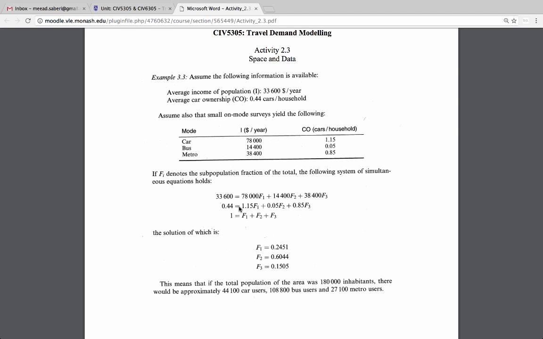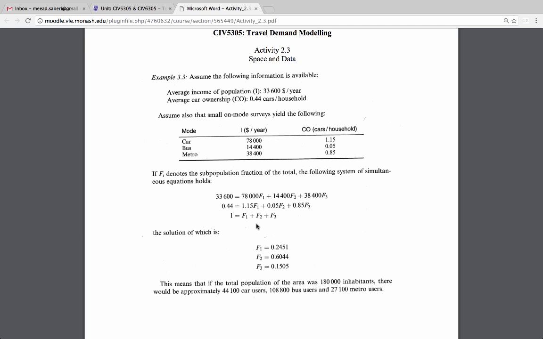The second equation is very similar but with the car ownership rate. The fraction of car users multiplied by their car ownership rate plus the fraction of bus users multiplied by their car ownership rate plus the fraction of metro users multiplied by their car ownership rate must be equal to the average car ownership of the entire population. And obviously we know that the sum of the fractions of the subpopulations must be equal to 1.